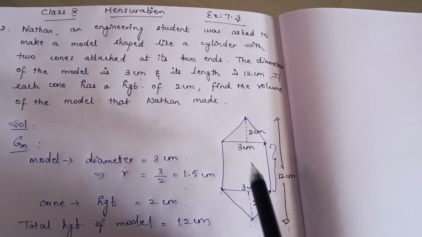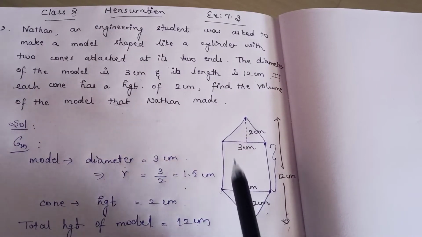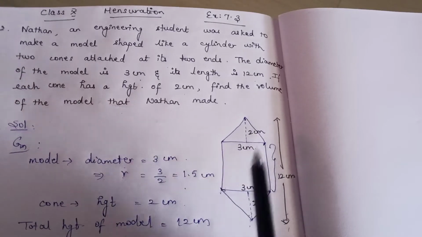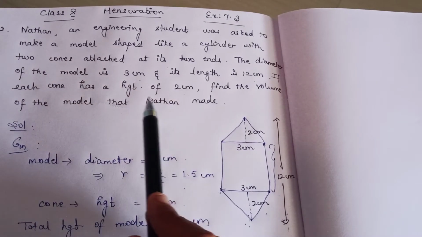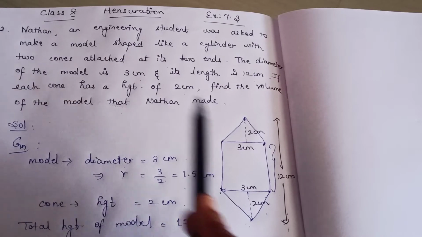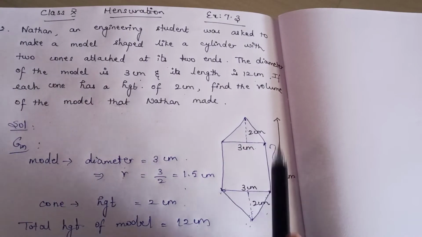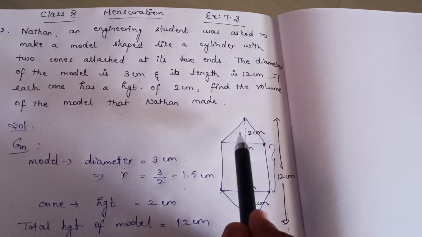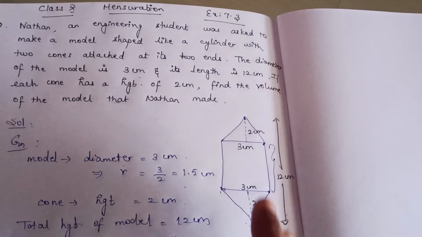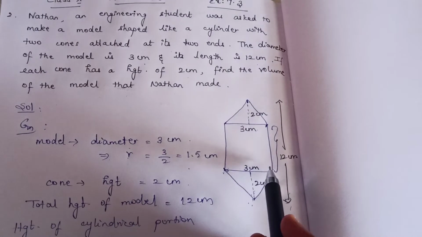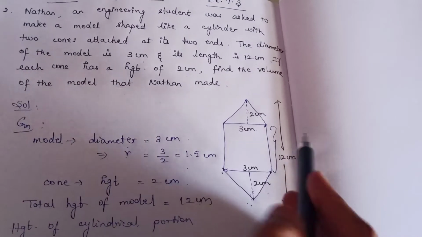Volume of the model means the model represents two figures: first one is the cylinder and then two cones. Therefore we have to find the volume of the cylinder and the volume of two cones, and then we have to add both the volumes. So before finding the volume, we need the height of this cylinder.